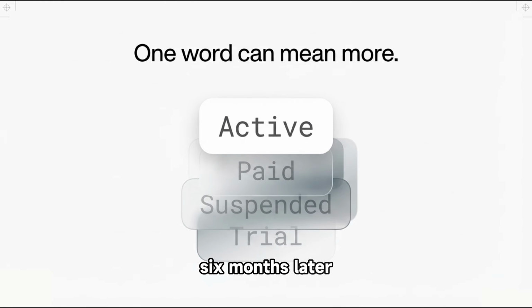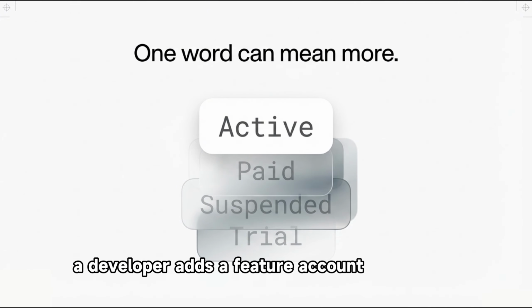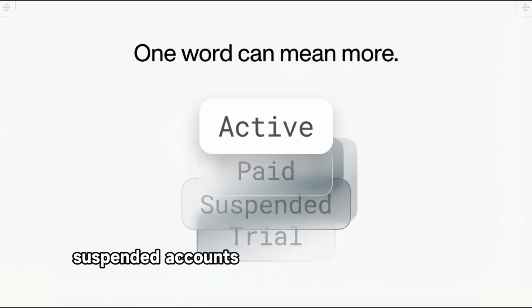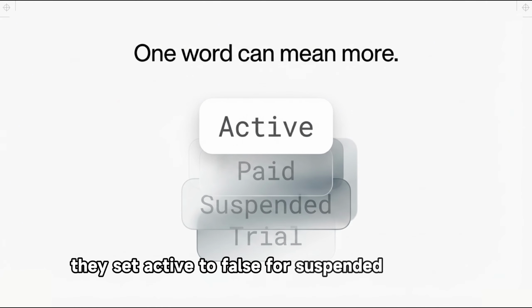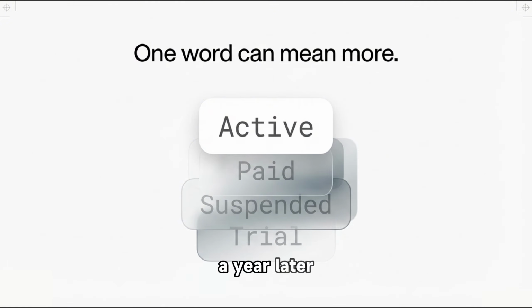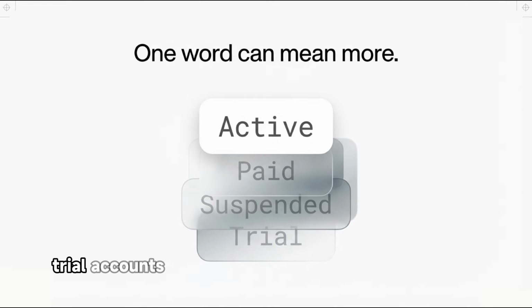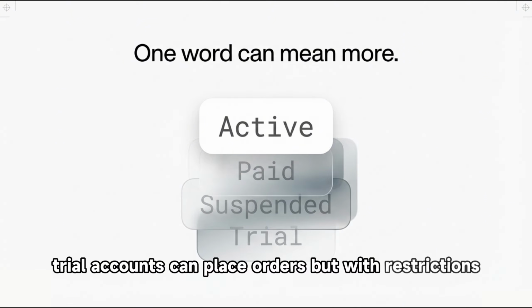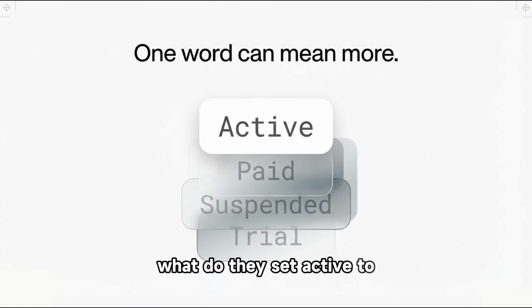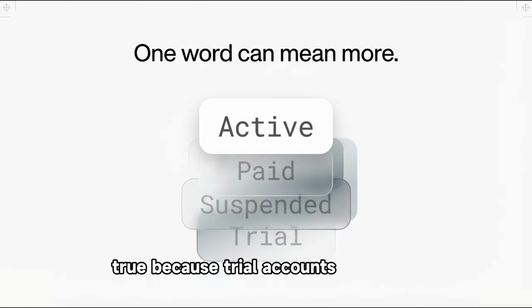6 months later, a developer adds a feature, account suspension. Suspended accounts shouldn't be able to place orders. They set active to false for suspended accounts. A year later, another developer adds a feature, trial accounts. Trial accounts can place orders but with restrictions. What do they set active to? True, because trial accounts can order.